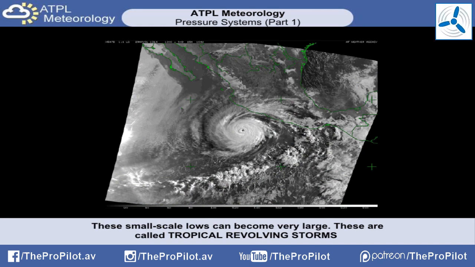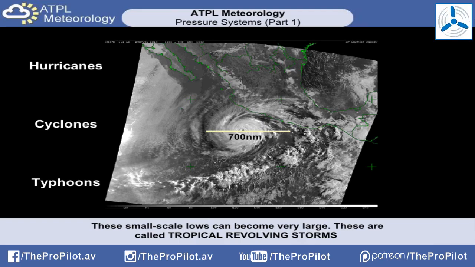So far we have stated that these types of depressions are generally on a small scale of maybe tens of miles. However, under rare circumstances, these depressions can become the largest, most powerful and destructive weather phenomena on the surface of the Earth. These are called tropical revolving storms. They are known more commonly as hurricanes, cyclones or typhoons. They can be over 700 nautical miles wide.